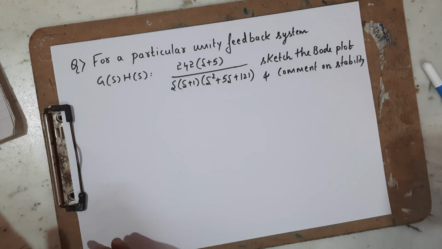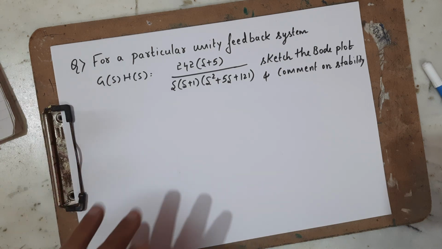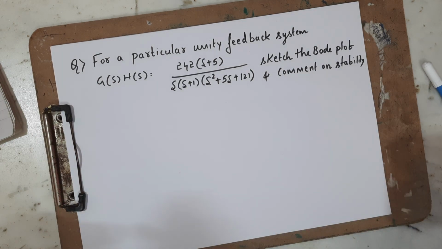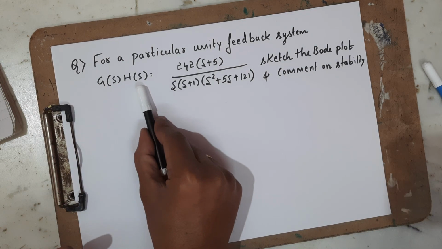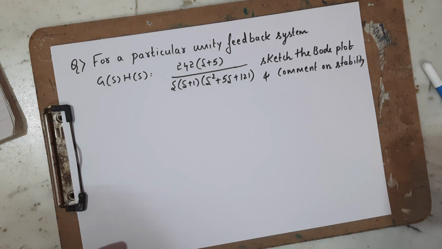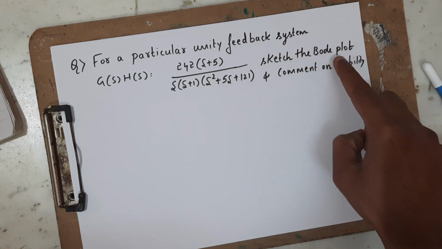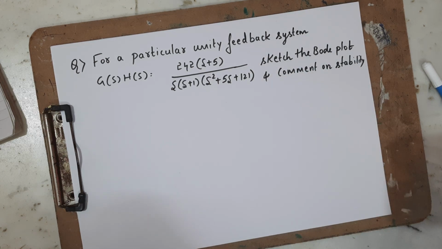So in this video we are going to solve another variety of problem on Bode plot. So g of s into h of s has been given. So this is a given g of s into h of s. So for this we need to find out the Bode plot and comment on the stability.